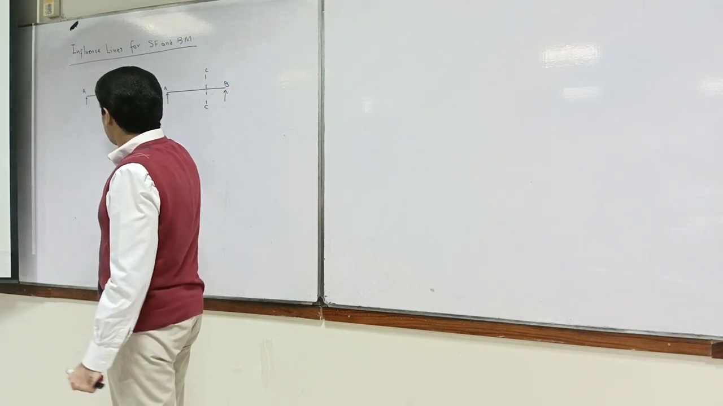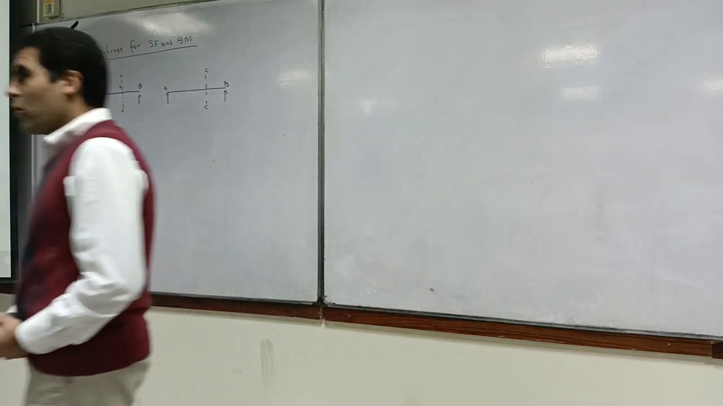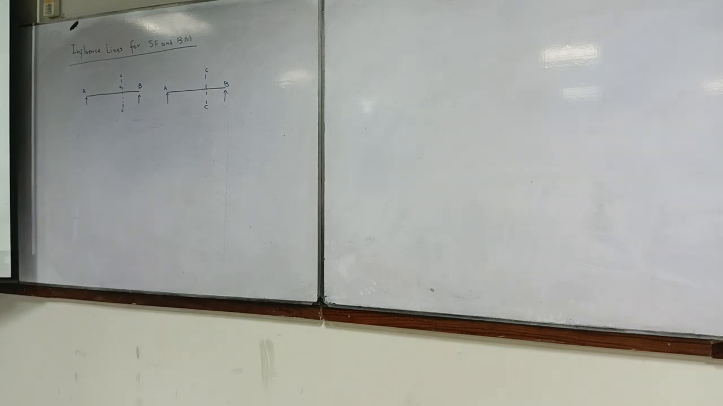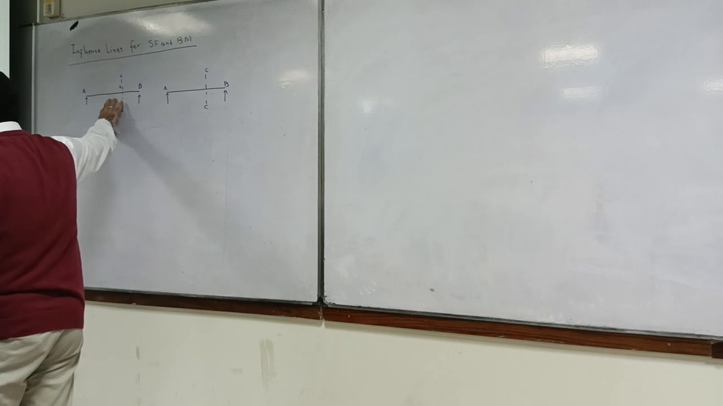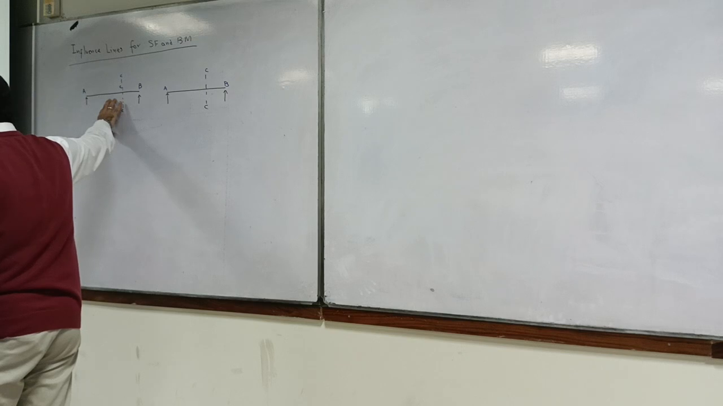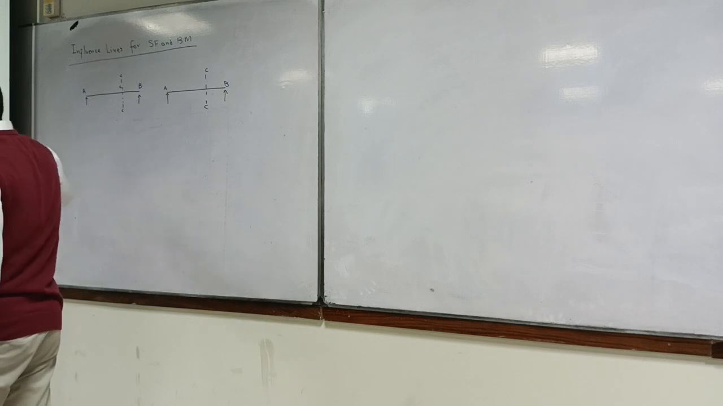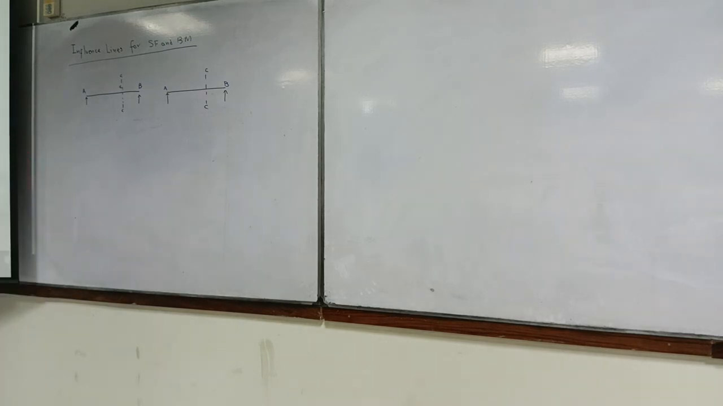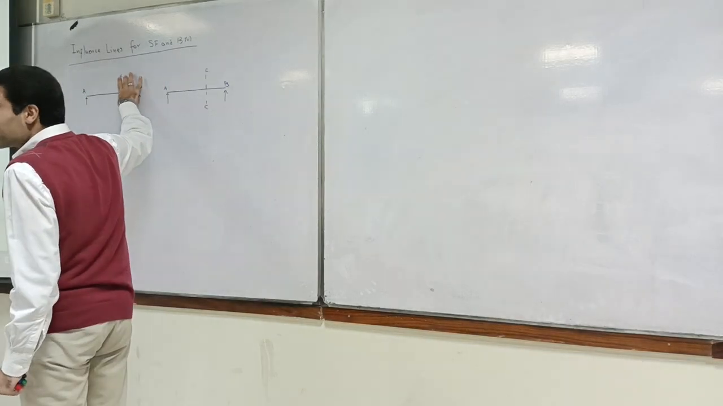Okay, so how are we going to determine it? What are we doing in this case? We are going to draw, this time, the influence line diagram for which section? We are trying to develop influence line diagrams for section CC.